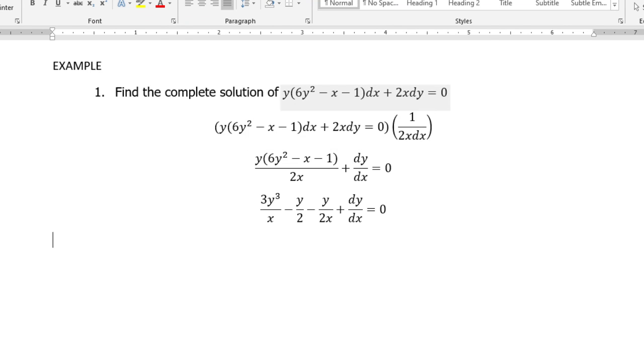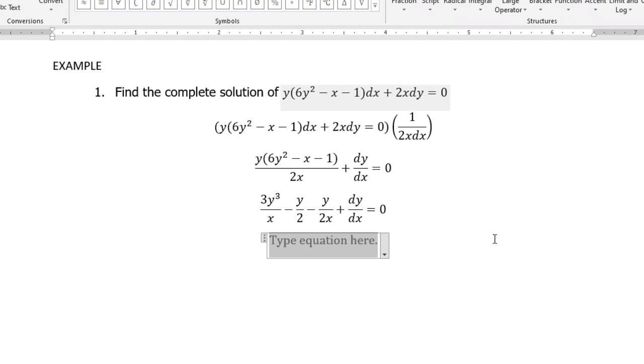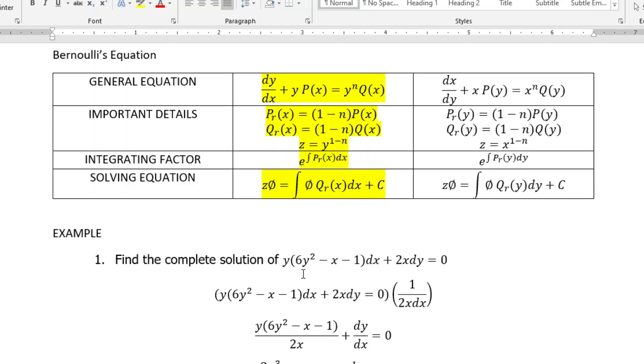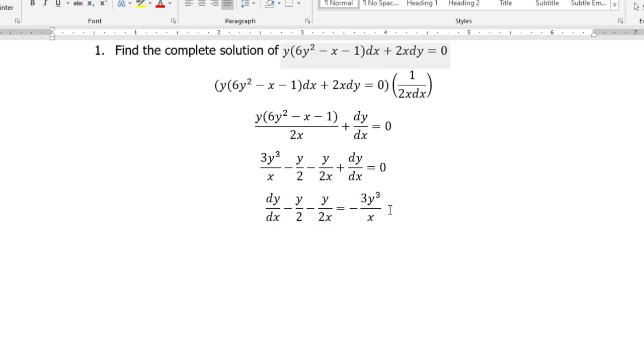So, rearrange lang natin. Siyempre, meron tayong dy over dx. And then, lahat ng may y, actually, ang merong y, itong dalawang equation. So, copy natin dyan. And then, lipat natin si 3y cubed over x sa kabila, which is negative na siya. And then, do the form y t of x. So, lalabasin natin si y.